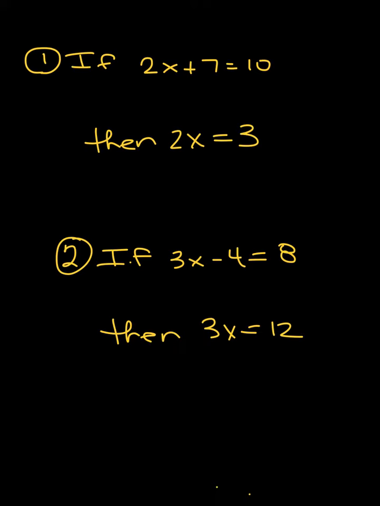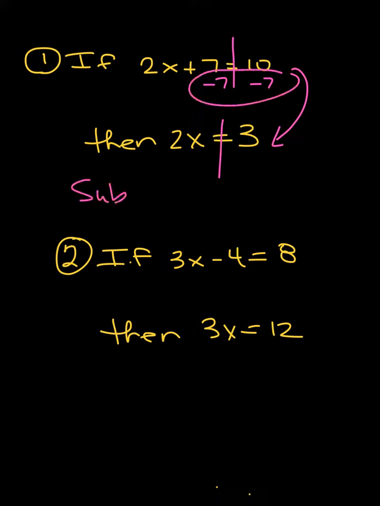So in number 1, if our given statement is 2x plus 7 is equal to 10, and I'm trying to get to 2x is equal to 3, I like to say we'll draw a wall and figure out how did I get from my hypothesis to my conclusion. In this case, we subtracted 7 from either side to get to 2x is equal to 3. Because of this step right here, we actually subtracted. So that's subtraction property of equality.